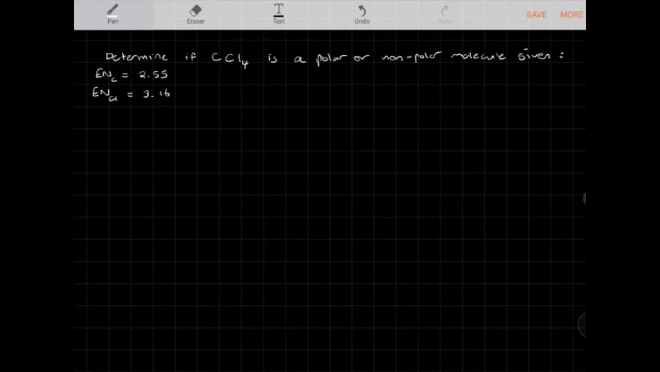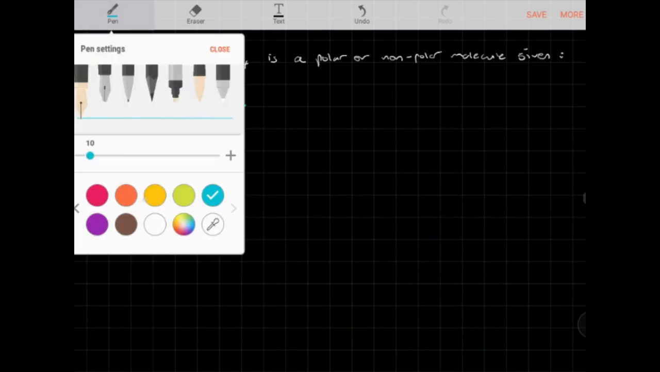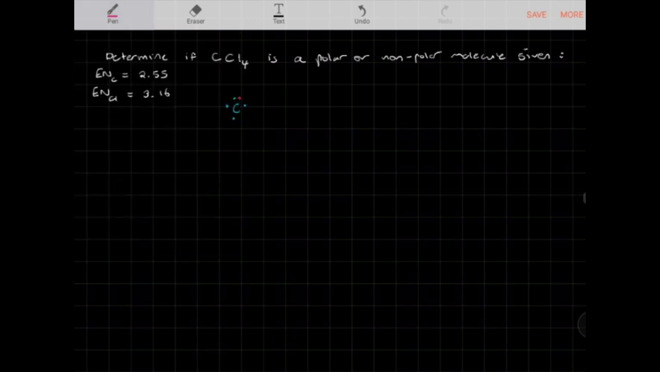Okay, so let's determine if carbon tetrachloride is a polar or non-polar molecule given these two electronegativities. The electronegativity of carbon is 2.55 and the electronegativity of chlorine is 3.16. Now I'm going to bring up an important point here, but before we do that, carbon tetrachloride will look like this. Carbon has 4 valence electrons, and each chlorine is a halogen.